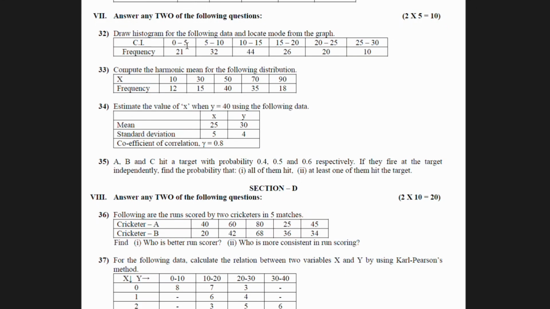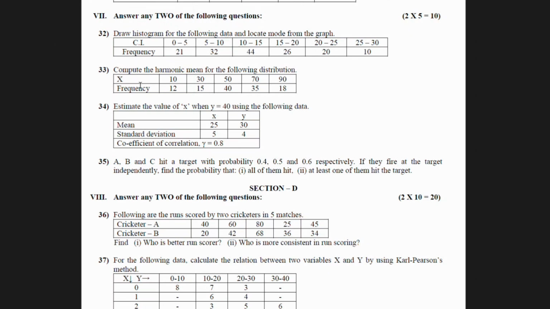Okay. So here, as we observe, all the intervals are of the same width. So you can directly plot this on the graph. Then on the y-axis you can draw 21, 32, 44, 26, 20 and 10, and then you can join the lower rectangular bars and locate the mode. Okay, so this is your 32nd question.